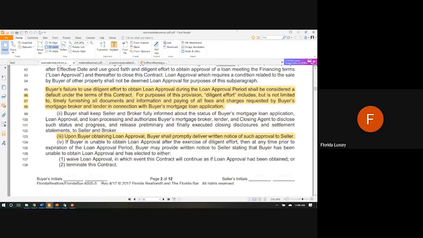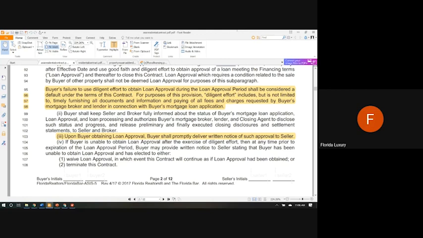So, for purposes of the provision, diligent effort includes, so it actually tells you what diligent effort means: timely furnishing of all documents and information and paying of all fees and charges by the buyer's broker and lender in connection with the buyer's mortgage loan application. It's clear, timely deliverance. The lender calls and goes, hey, I've been asking this buyer for documents for 2 weeks now and I can't get it, so now I need an extension. Nope. Buyer hasn't used diligent effort. We're going to cancel this contract and the seller's keeping their escrow.